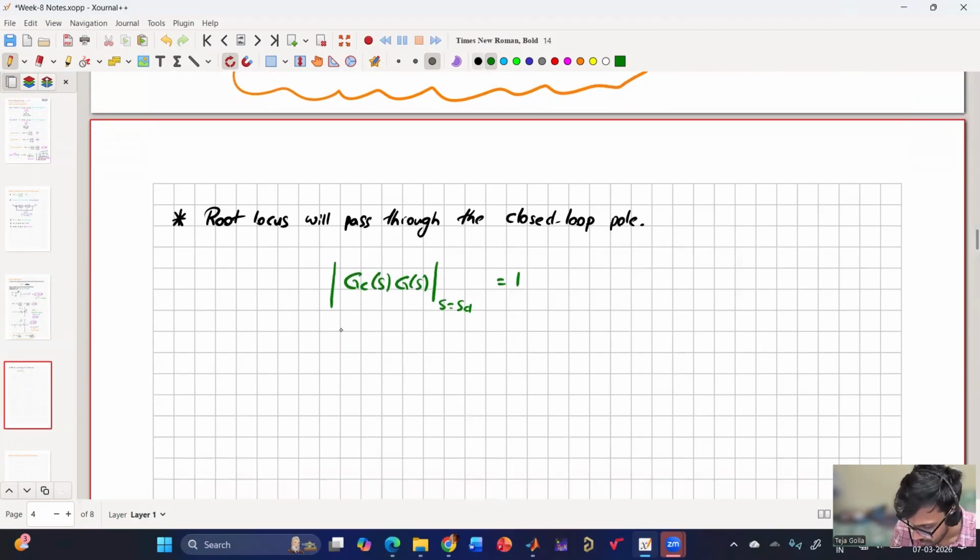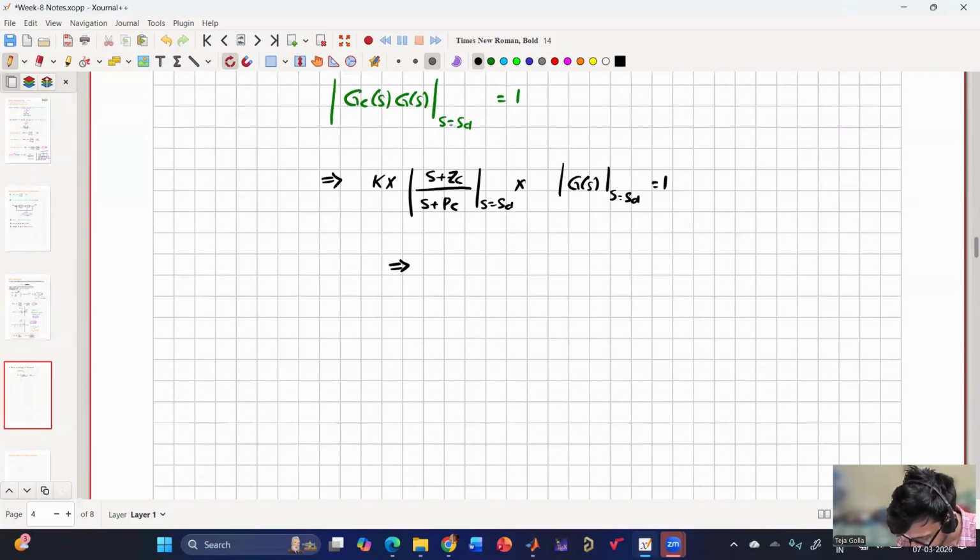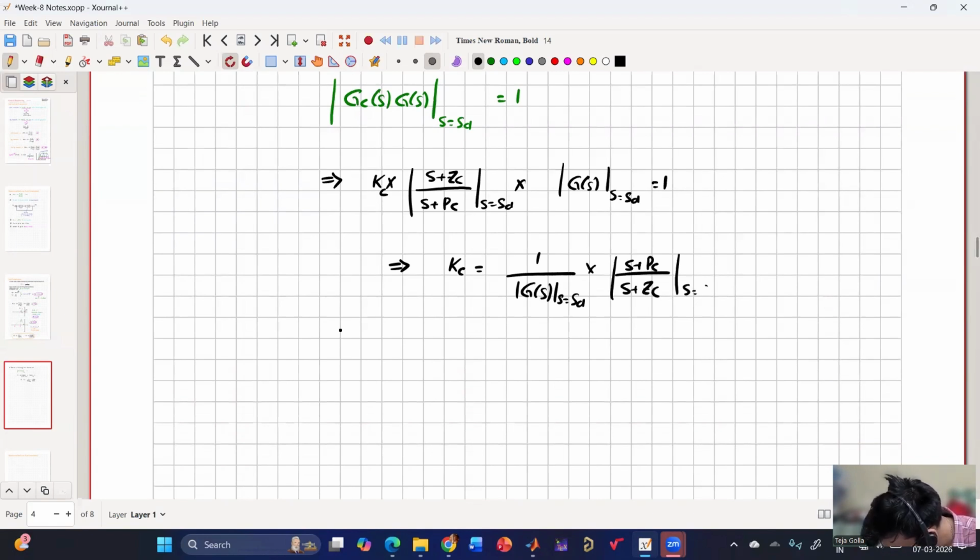So let me check what will be the expression. The expression will be K into (S plus ZC) by (S plus PC) at S equals to SD, into mod of G of S at S equals to SD, is equal to 1. So from this I can get my Kc. Kc is nothing but 1 by mod G of S at S equals to SD, into (S plus PC) by (S plus ZC) at S equals to SD.